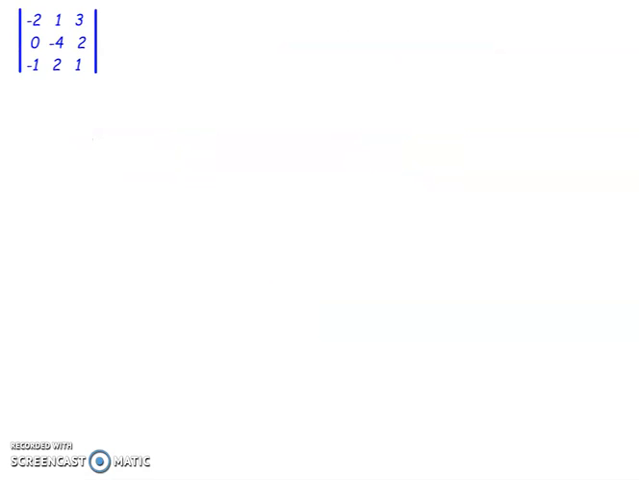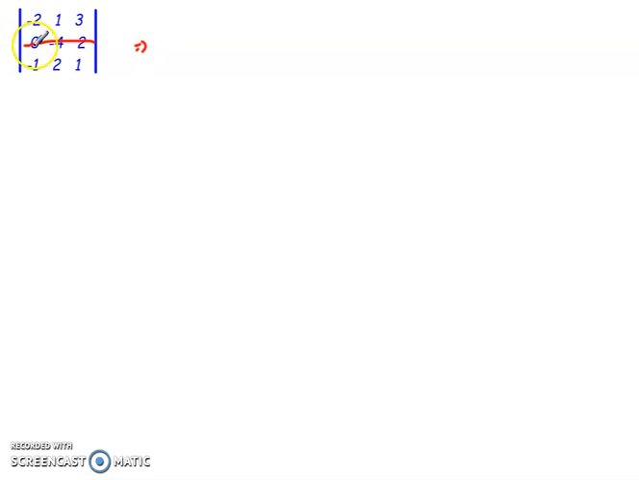So the first matrix was given by -2, 1, 3, 0, -4, 2, -1, 2, 1. And I want to calculate the determinant of that matrix. First things first, I'm going to look for zeros. Now there's a 0 in the second row, so I'm going to expand along that row and use that as my base for calculating the determinant.